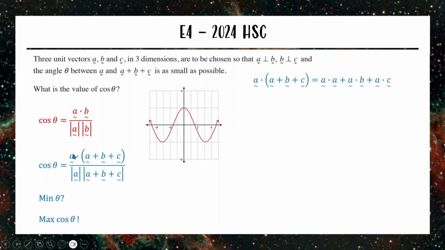Let's start by doing the top, which is the dot product of A and A plus B plus C. If we expand out our dot product, we have A dot A, A dot B, and A dot C. Now this is good because we know that because A and B are perpendicular, the dot product of A and B is going to be equal to 0. Okay, that's known knowledge that perpendicular vectors have a dot product of 0.